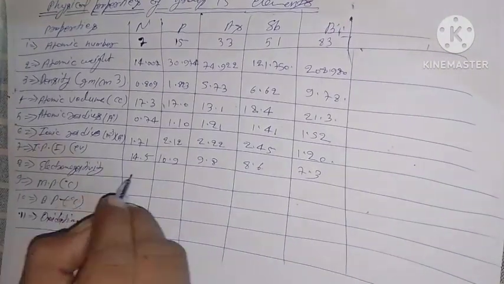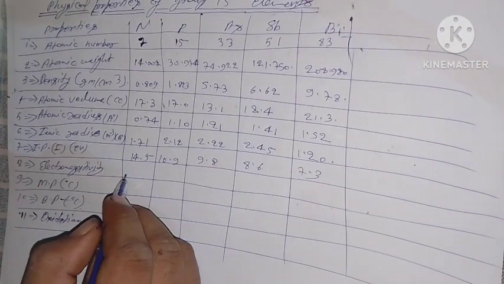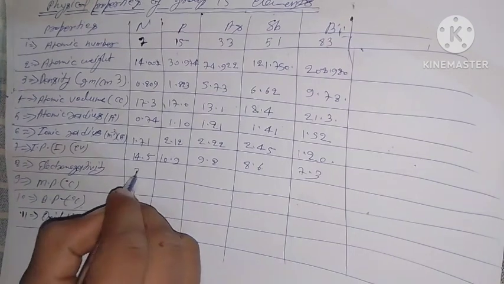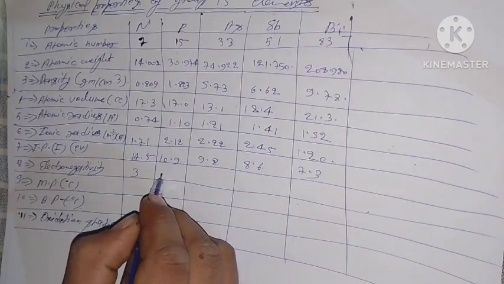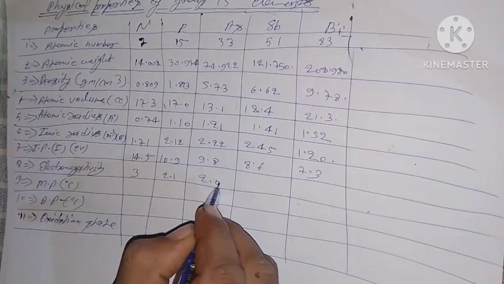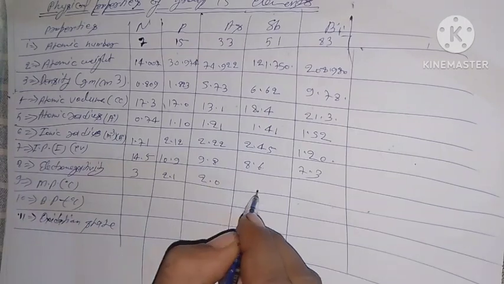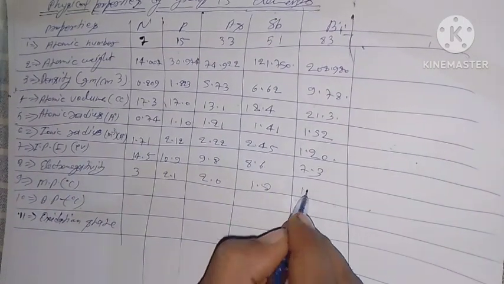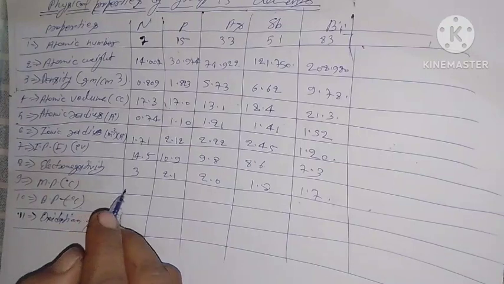And next point, electronegativity. Electronegativity of nitrogen is 3, phosphorus is 2.1, arsenic is 2.0, antimony is 1.8, and bismuth is 1.7.